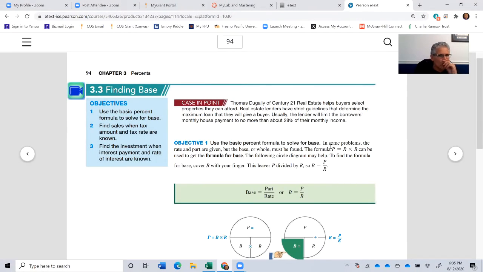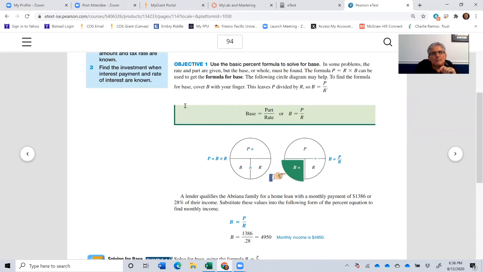Okay, so the whole time we've been working so far, we've been solving for the part. But there may be a circumstance where you actually have the base and you have the part, and you're going to try to figure out, well, what's the rate? Or you may have the part, you may have the rate, but you're trying to figure out what the base is. So the textbook gives us a little fun tool here that we could use.